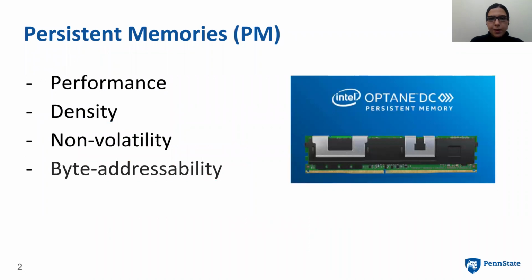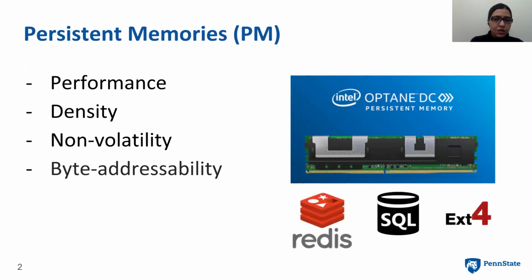The emerging persistent memories, or PM, blur the gap between DRAM and disk. They provide DRAM-like performance with high density, non-volatility, and byte addressability. These properties make PM suitable for hosting recoverable data structures such as file systems and databases.